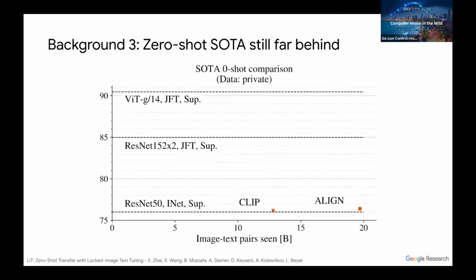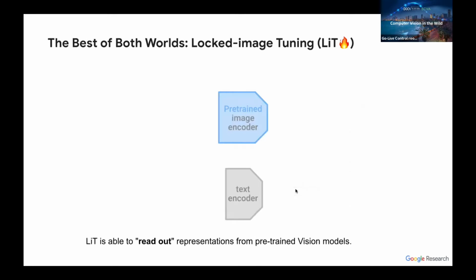Background three is that even though this works pretty well on downstream unseen tasks, we listed some baselines like ResNet-50, which was the state of the art quite a few years ago, and also the recent state of the art with above 90% top-1 accuracy on ImageNet. You can see that zero-shot adaptation like CLIP and ALIGN is comparable with the very old state of the art, but there's a big gap between those zero-shot models and the recent state-of-the-art numbers on ImageNet.